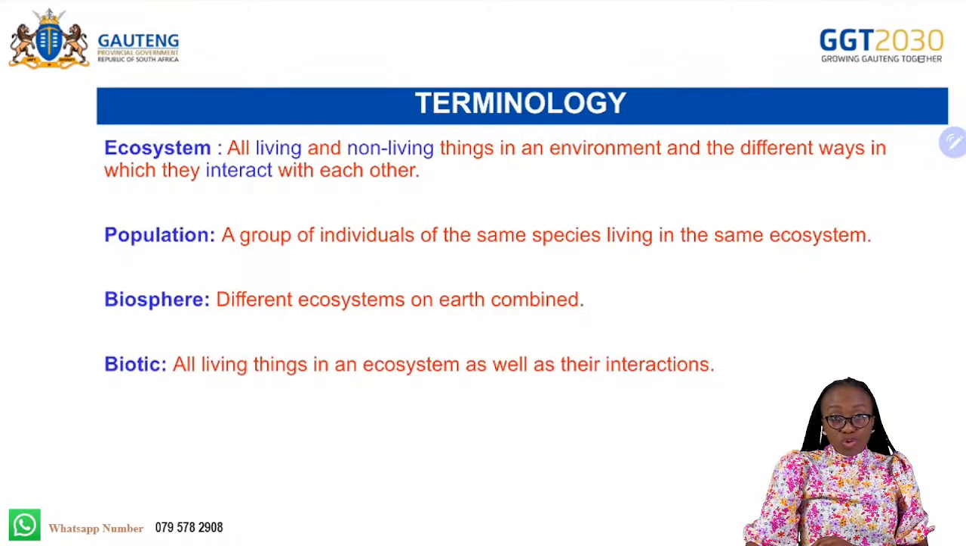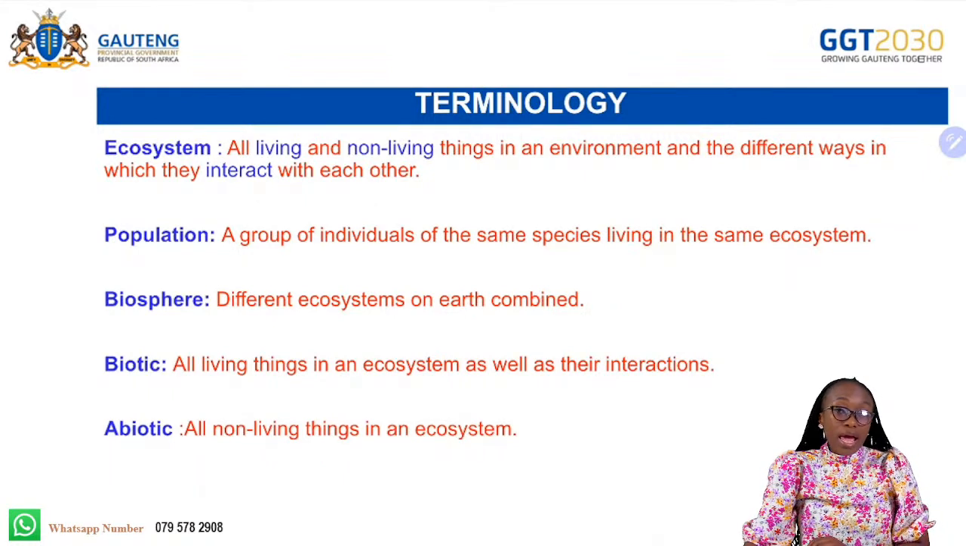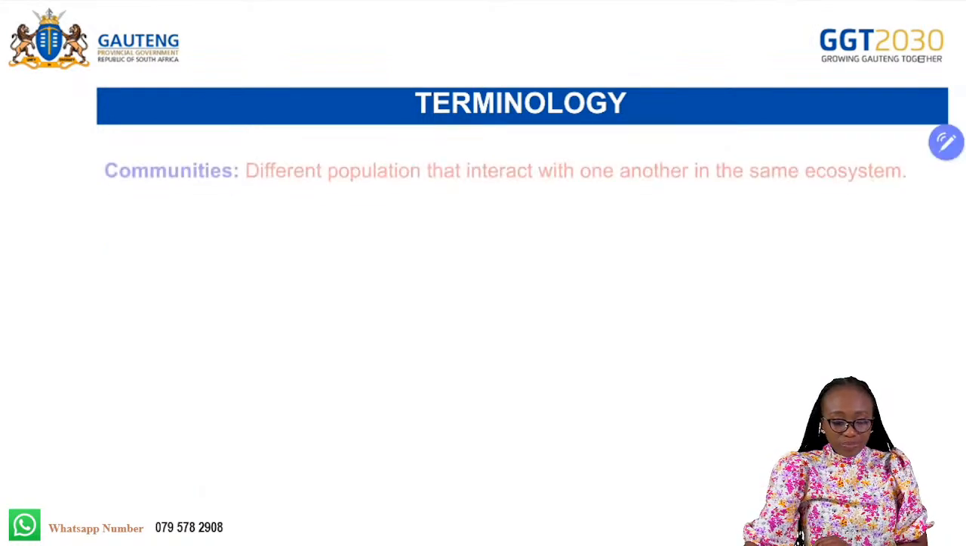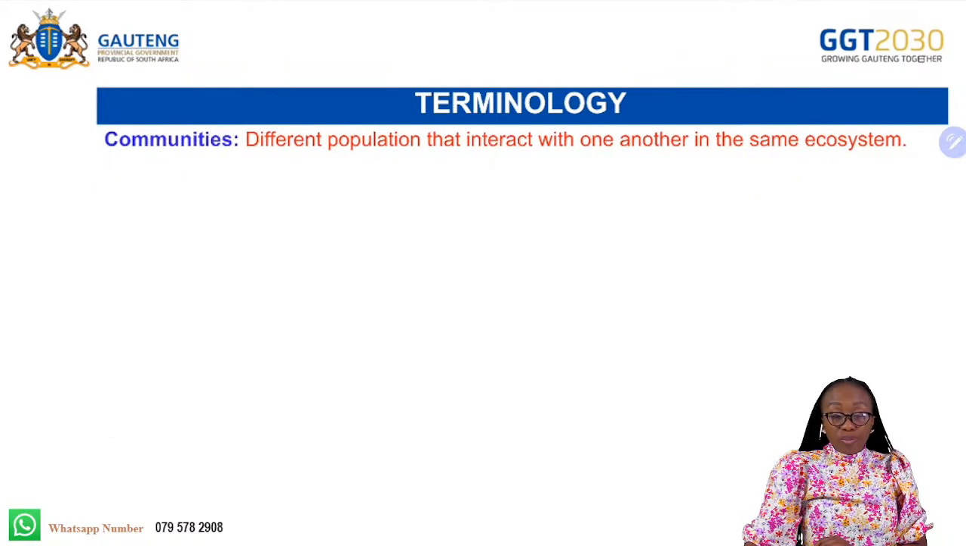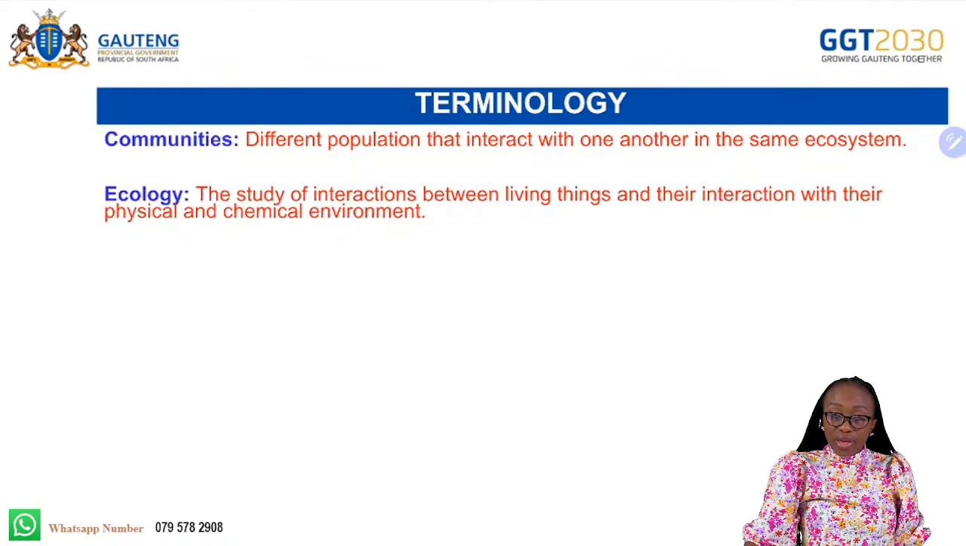Biotic refers to all living things in an ecosystem as well as their interactions, and abiotic refers to all non-living things in an ecosystem. The next slide, communities. This refers to different populations that interact with one another in the same ecosystems. Ecology is the study of interactions between living things and their interaction with their physical environment.